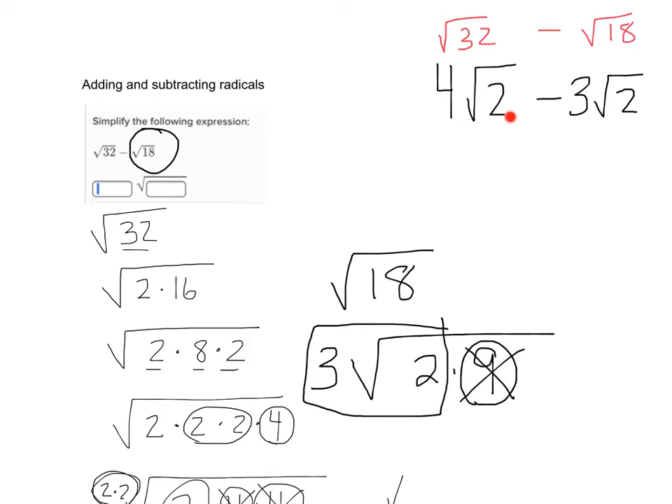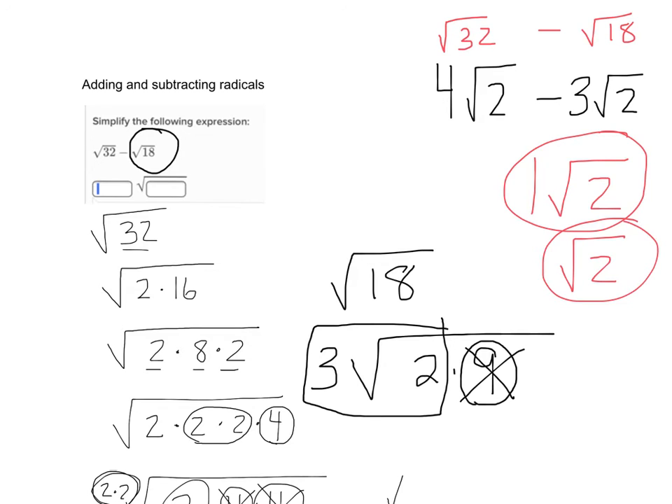And that's nice because now what's in the radical is a 2, and what's in the radical here is a 2, and so I can subtract them. So what's 4 minus 3? It's 1. And so your answer is 1 square root of 2, or you could just write square root of 2. This is the same as this.